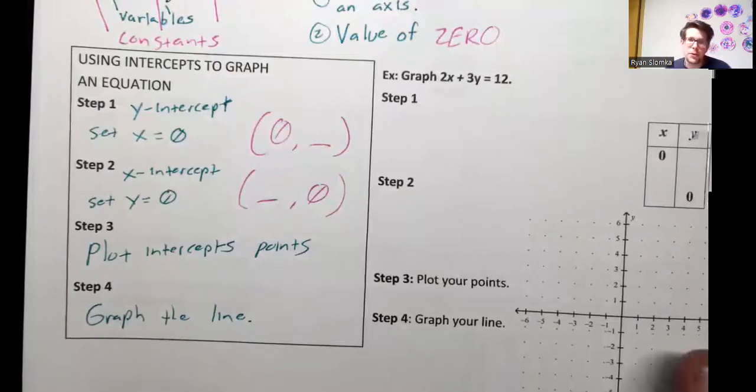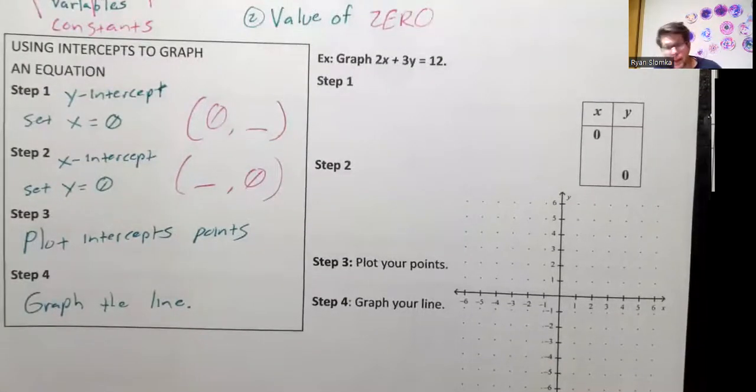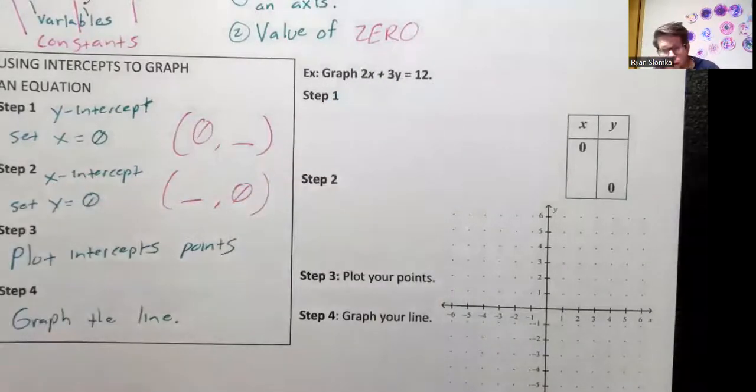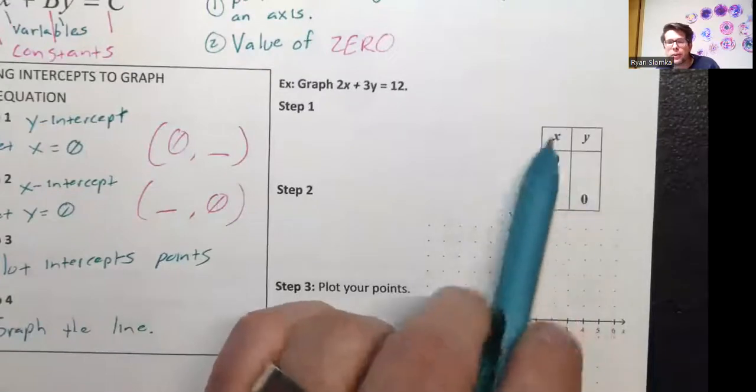Okay, let's try it out with our first example and our most important example for the day, and that's going to be this one right here. Graph 2x plus 3y equals 12. So step number 1, once again, is to find the y-intercept. We're going to rewrite this equation, except we're going to put a 0 in the x spot. You can see a hint for that right over here with my table.